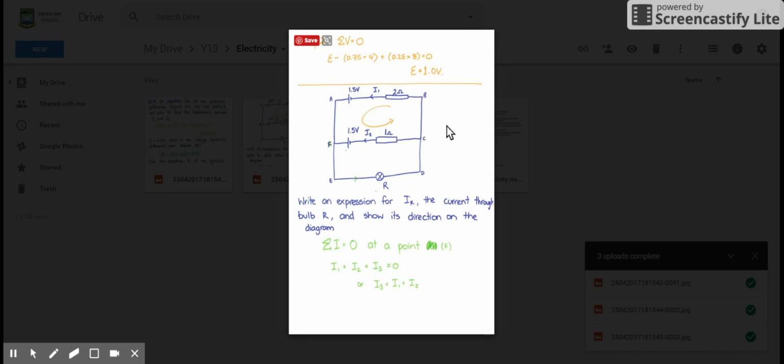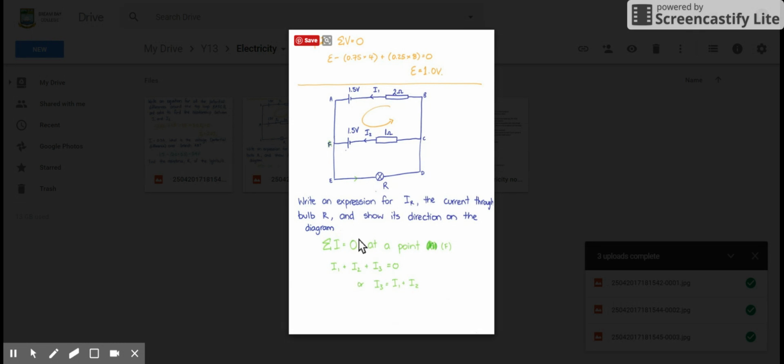Now, let's take a look at this one here. And this one here we've labelled A, B, C, D, E, and F. Okay, and we've got two batteries, we've got some currents flowing, and we've got a bulb of some kind. Often you'll see in exams, you'll write an expression for the resistance, the current through its bulb R, and show its direction on the diagram.